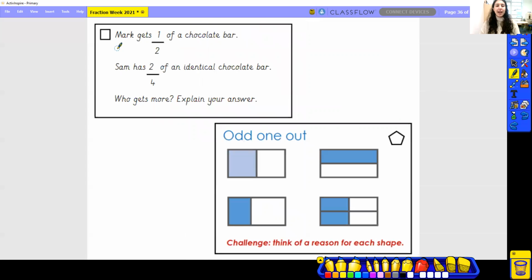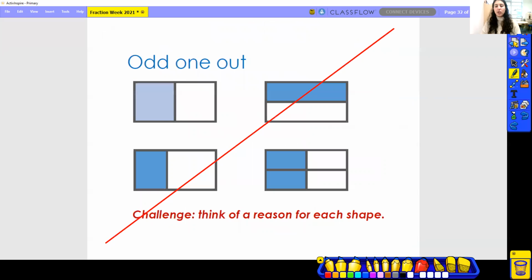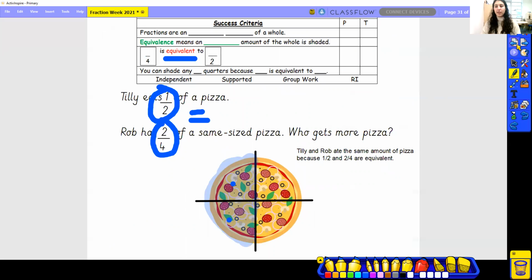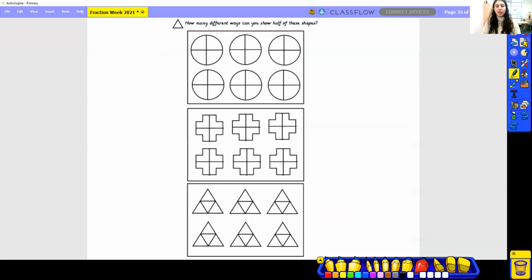The square is like the word problem with the pizza, but now it's asking you about a chocolate bar. So Mark gets 1/2 of a chocolate bar. Sam has 2/4 of an identical chocolate bar. That means it was the same chocolate bar. It was the same size chocolate bar, more importantly. Who gets more chocolate? Explain your answer. So just like I did here, you need to explain your answer with a sentence.